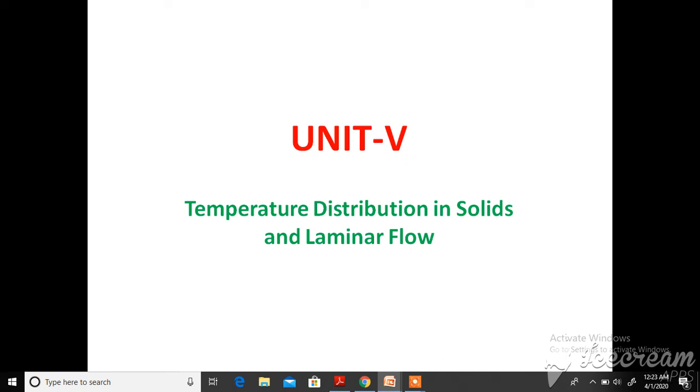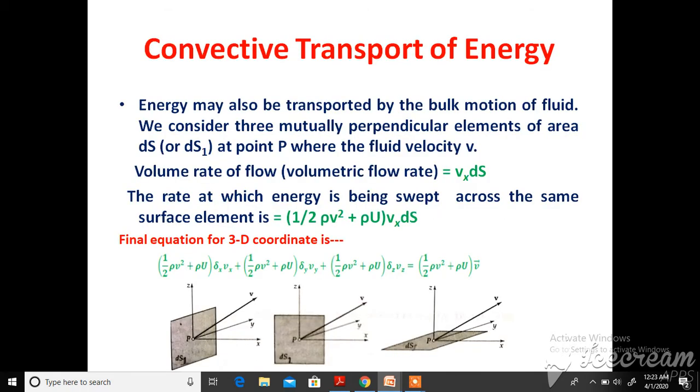We are going to discuss Unit 5: temperature distribution in solids and laminar flow. So first we will discuss convective transport of energy. The energy transport due to the bulk motion of fluids is called the convective transport of energy.